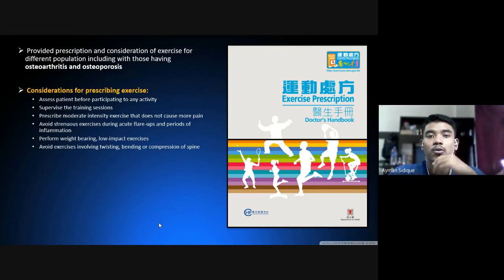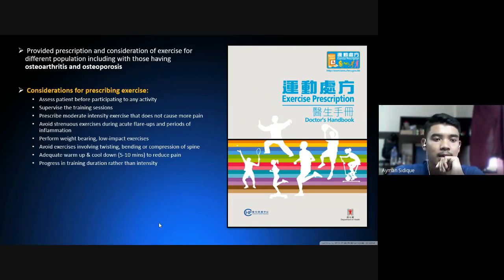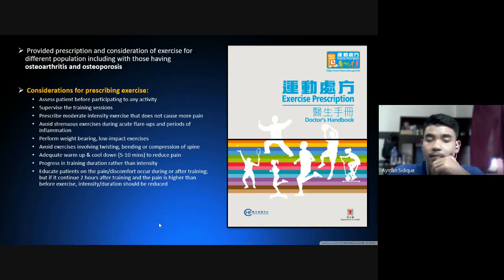They need to perform weight-bearing and low-impact exercises. They should also avoid exercises involving twisting, bending, or compression of the spine. Adequate warm-up and cool-down should be incorporated so that the pain can be reduced. They need to progress in training duration rather than intensity, as mentioned before. Progression should be made by time, so training duration. Patients should be educated on pain or discomfort that occurs. An example of educating is if the pain occurs 2 hours after training, it is okay. But if it continues, the intensity or duration of the training should be reduced.